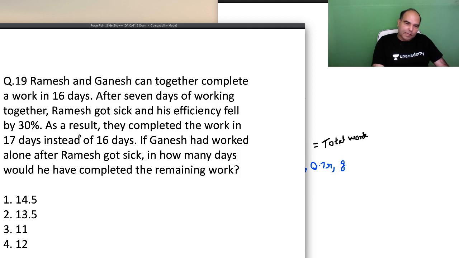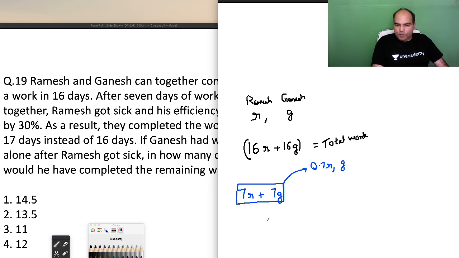So the question further says, as a result, they completed the work in 17 days instead of 16 days. The interpretation of 17 days is that because they already worked for 7 days, they would work further for 10 days more. So in those 10 days, the total work done by them will be 10G, because Ganesh is going to work at his own efficiency, and Ramesh is going to work at an efficiency of 0.7R. So 10 into 0.7R.